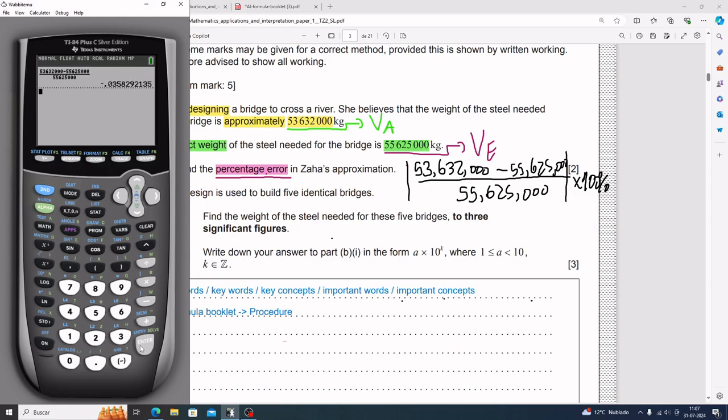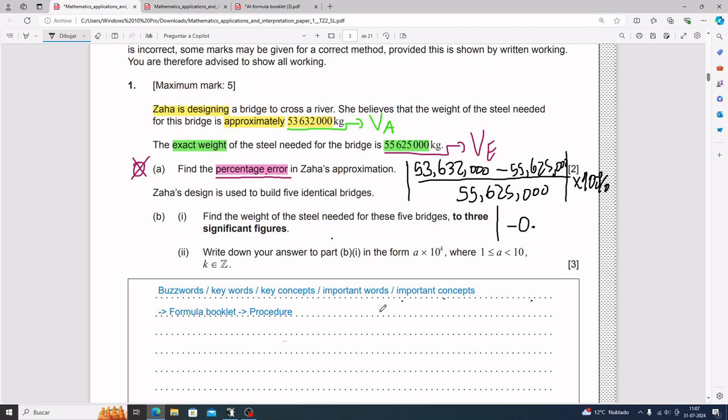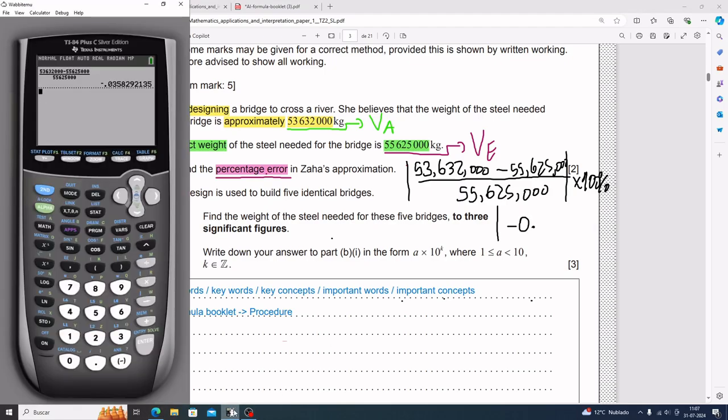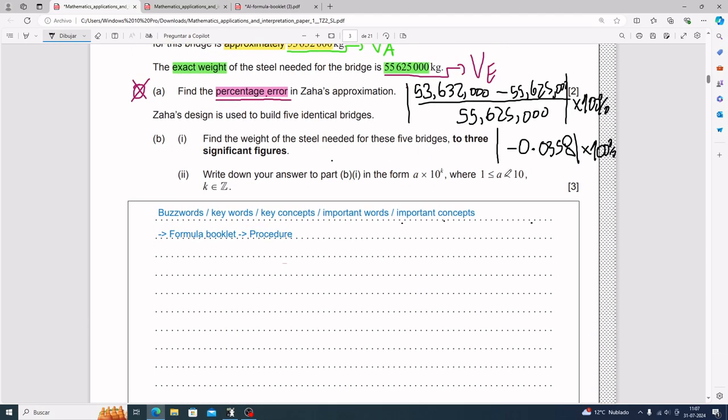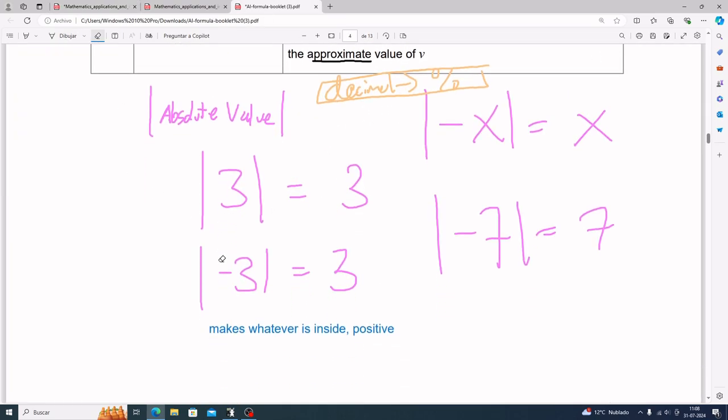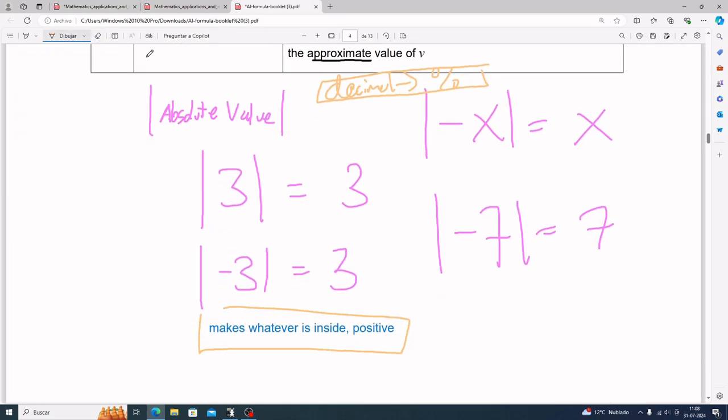Now, two things happen here. In the first place, a decimal comes out, see? And in the second place, there's a negative value. And so if you want to be really rigorous in your approach, what just happened is that now you have the absolute value of negative 0.0358. And you still have a times 100% outside, see? And so what happens now is that the absolute value sort of applies, and this is now going to turn positive. Because as I told you, absolute value, all it does is make whatever's inside positive, right?